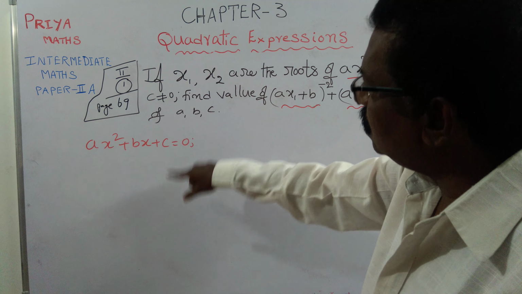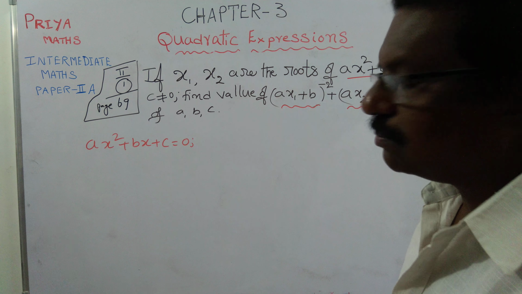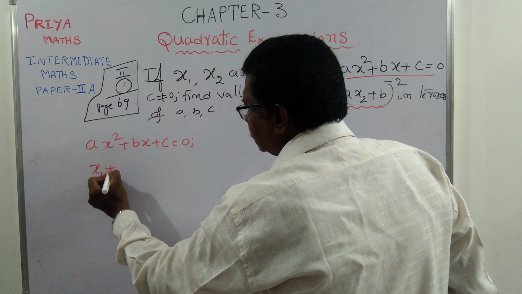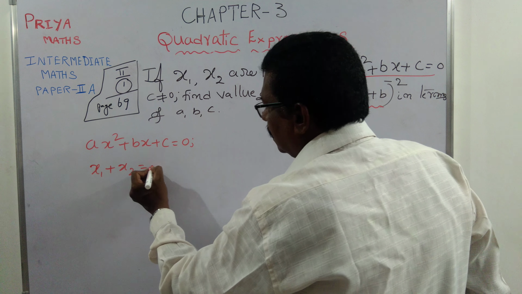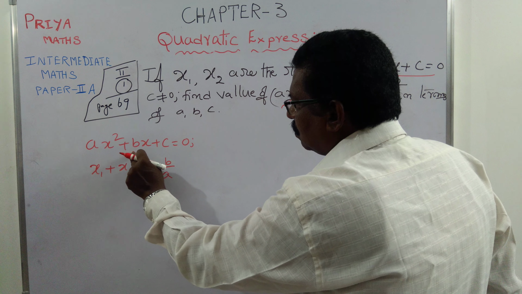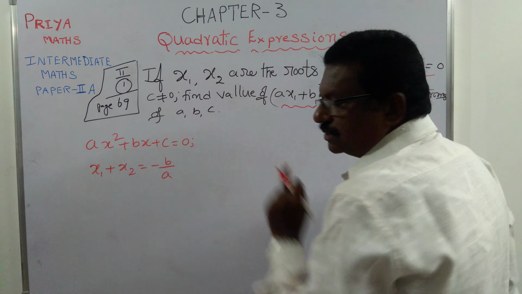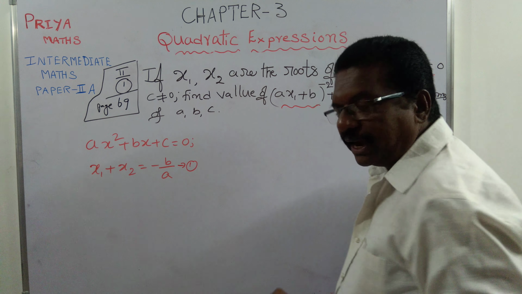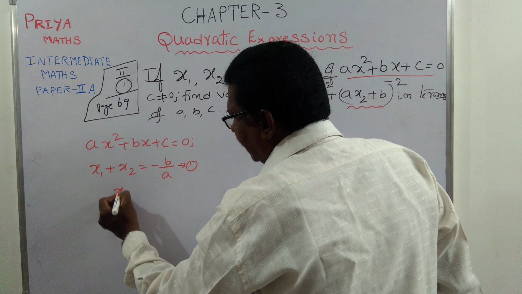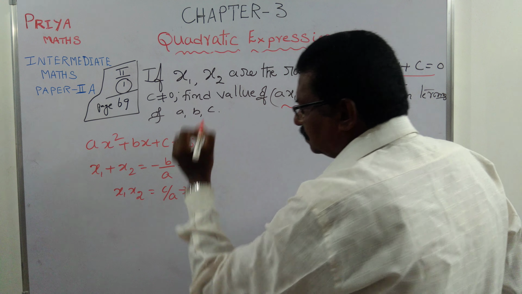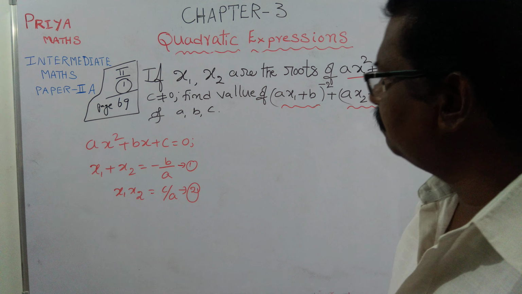So what are the roots x1 and x2? You know the formula for the sum of the roots: x1 plus x2 is equal to minus b by a, that is, minus x coefficient by x square coefficient. Say this is equation 1. And next, the product of the roots, x1 x2 is equal to c by a. Say this is equation number 2. It is very easy, you observe.